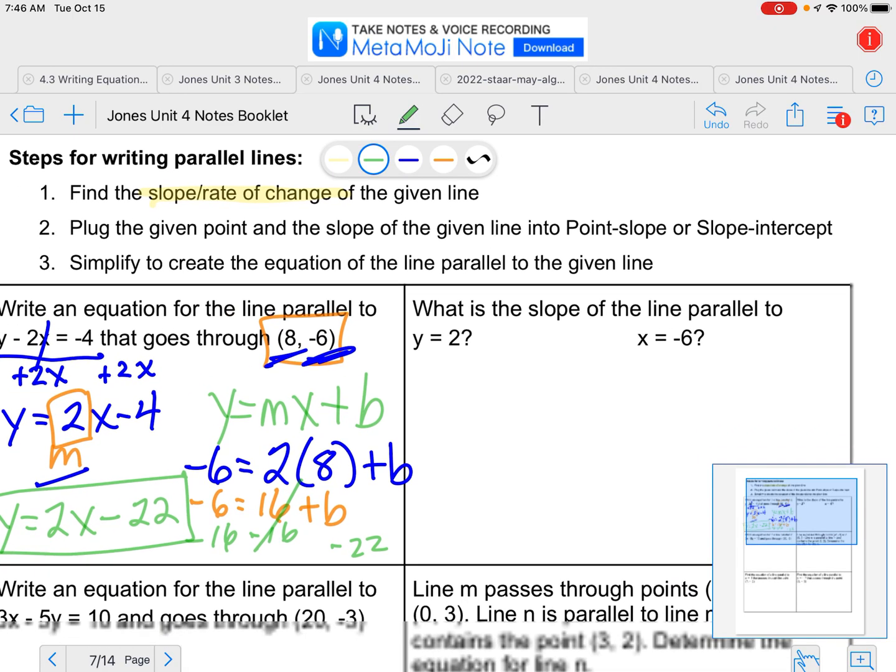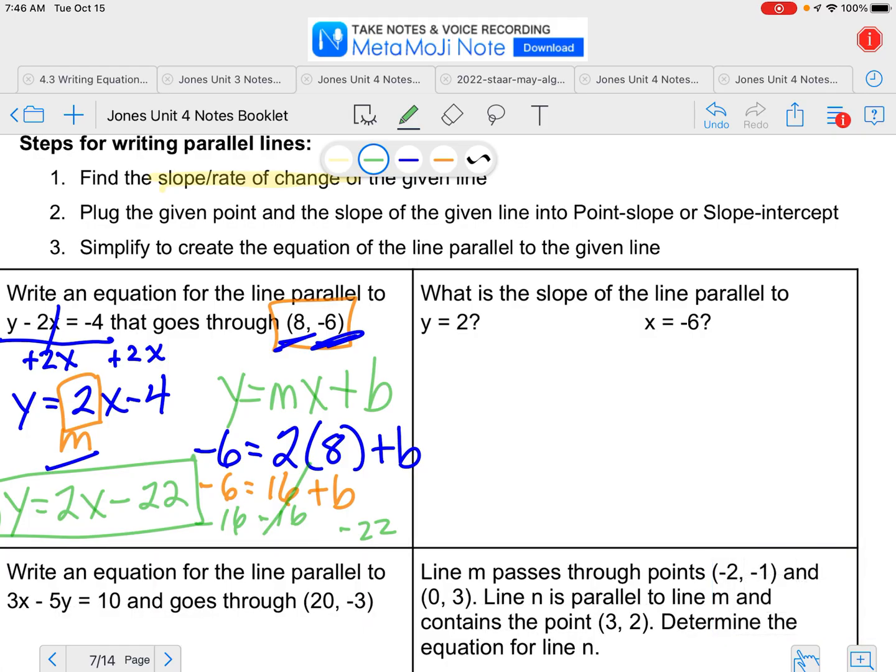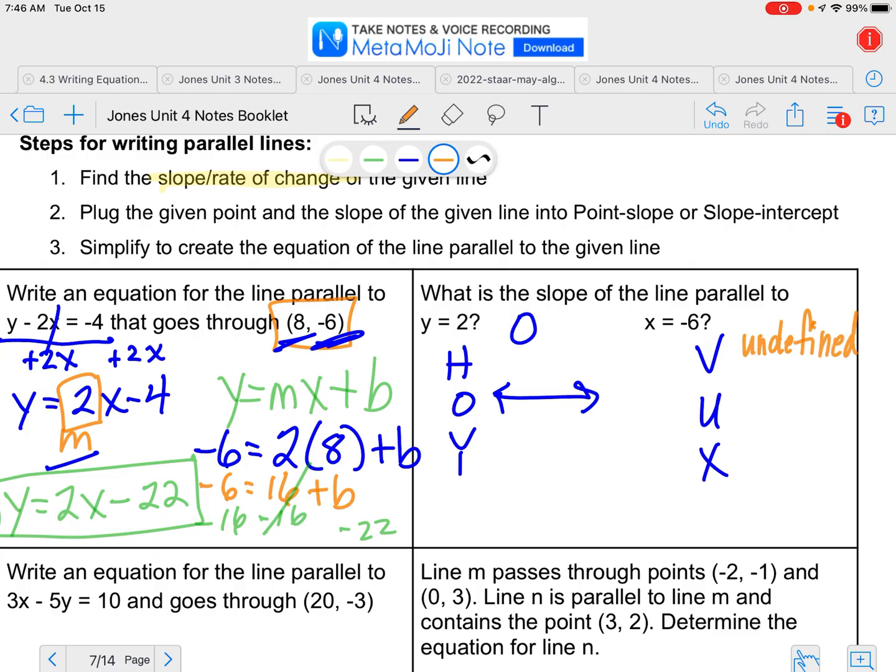Let's look at this next one. What's the slope of the line parallel to y = 2? y = 2 has 0 x's, so it's a horizontal line. Horizontal lines have 0 slope and only a y equals. So the slope of every horizontal line, every line parallel to this one, is also 0. Thus, x only is undefined slope and a vertical line. So every vertical line has an undefined slope. So this one is a vertical line, undefined slope, and every line parallel to it is too.